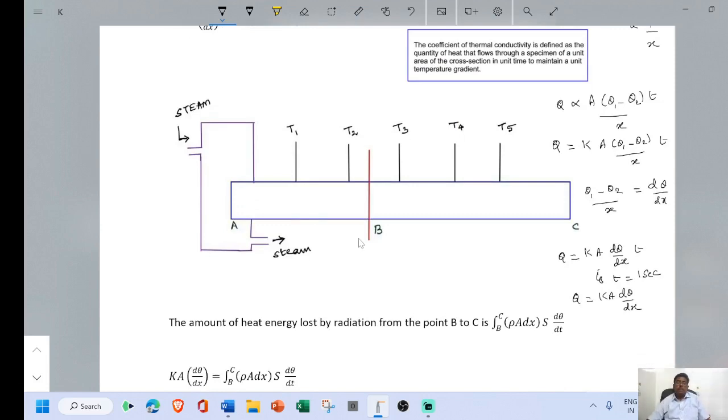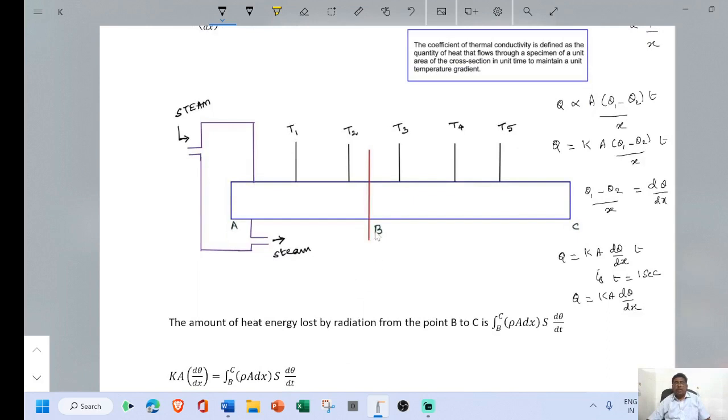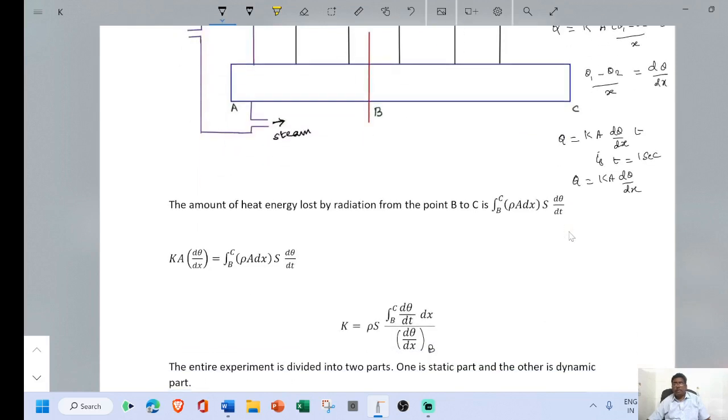Once the point B is having this much heat energy, the quantity of heat energy lost by the rod between the points B and C is given by the equation integral B to C of ρA dx S dθ/dt. The heat energy is lost in the form of radiation. The amount of heat energy radiated between B and C is given by this equation. How do you arrive at this equation is the next question.